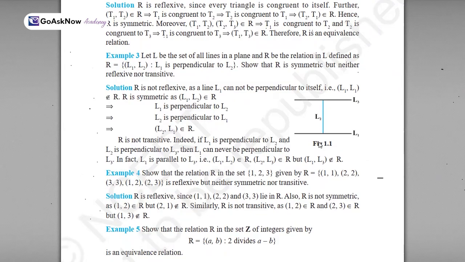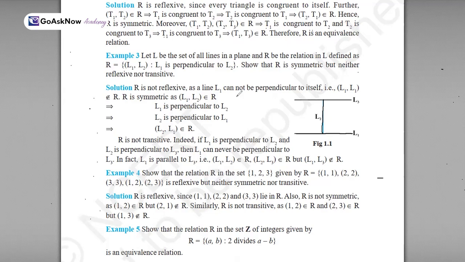So we will take the lines and draw them and try to make sure what relations we are following here. Let L1 be a line. This is line L1. Here it is shown that L1 is a line, and L2 is a perpendicular line to L1. So L1 comma L2 should be present here.